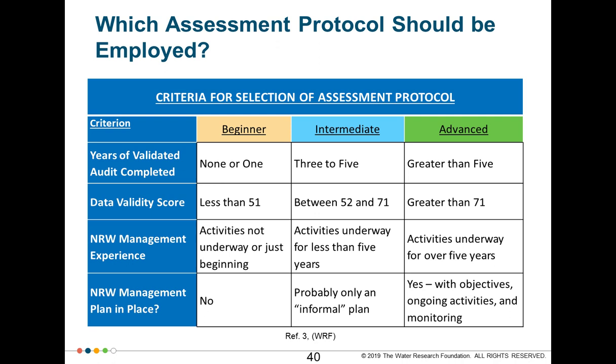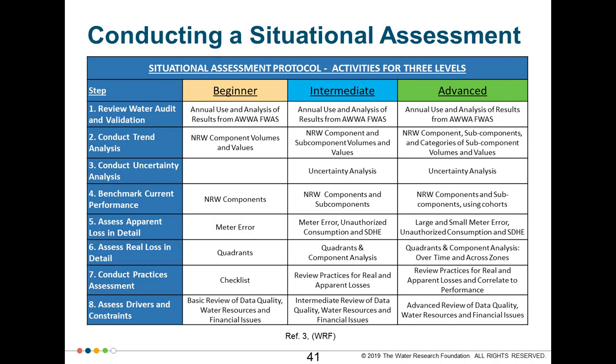Determining your water utility's current water loss situation need not be a complex process. As shown here, the guidance manual presents 4 criteria for selecting one of 3 assessment protocol levels that best matches water loss audit data availability and quality based on the range or tier of the water loss audit data validity score and NRW management experience. Once volumes and valuations of NRW components are derived from validated water loss audits in step 1 of this 8-step protocol, the specifics of subsequent steps to be taken will depend on the utility's protocol level.